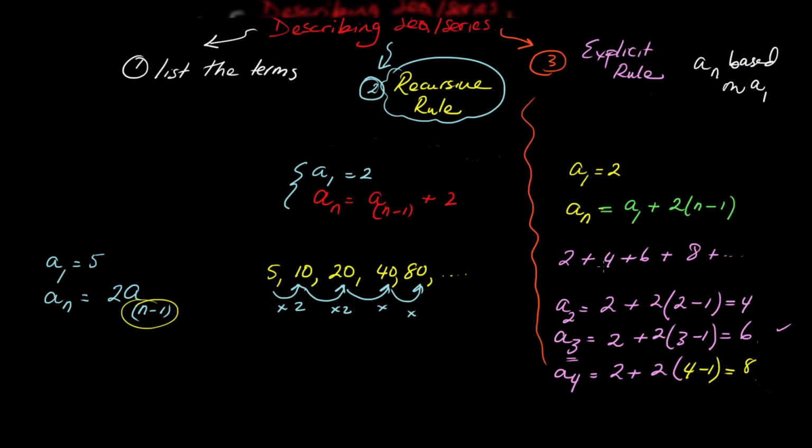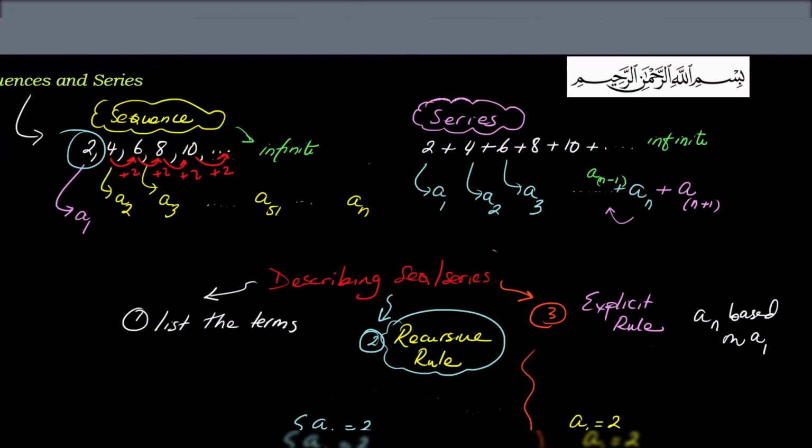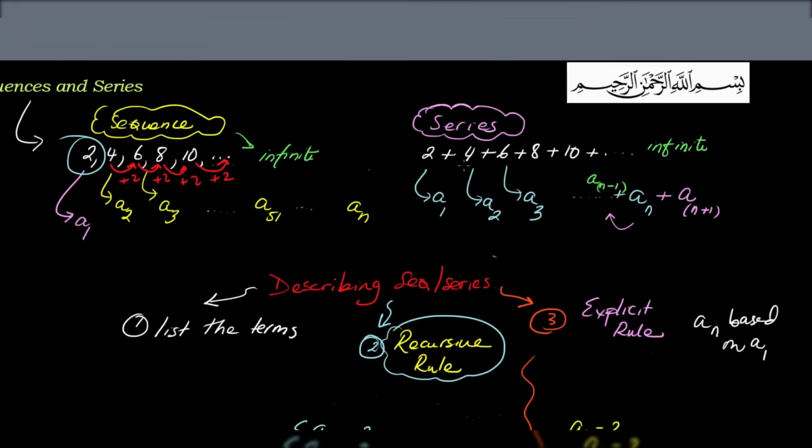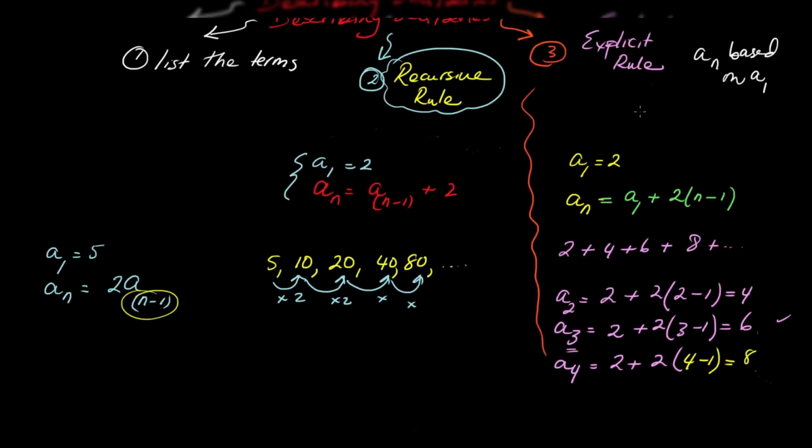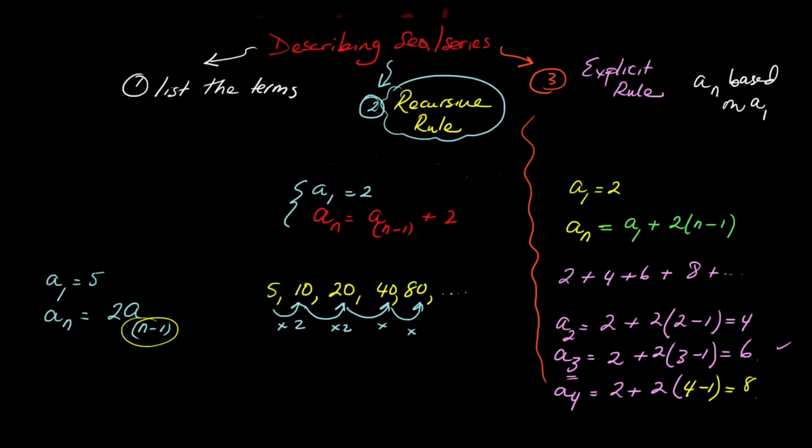Now that's basically the sequence that I had written in the beginning over here. I started out by just listing the terms, correct? And here I'm giving a particular explicit rule, correct? To just get any term. Now you can see the power of an explicit rule, because an explicit rule will allow you to do the following.